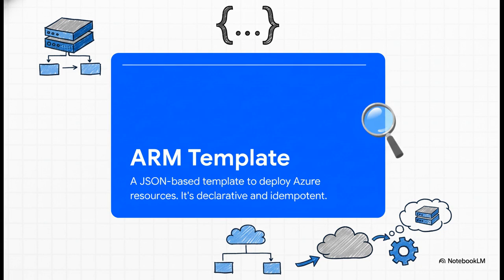Now, declarative is a word you'll hear a lot. All it really means is you state the end result you want. Like, I want a server with these specs, and you let Azure figure out how to make it happen. And they're idempotent. What's that? It's like a light switch. It doesn't matter if you flip the on switch once or 100 times, the light is on. The end state is always the same. No surprises, no accidentally creating 10 copies of something.